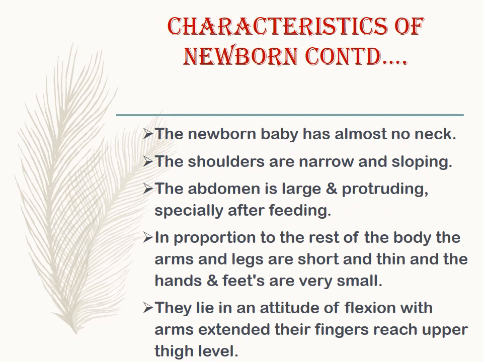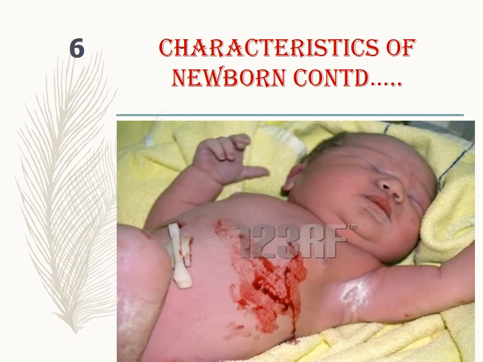The newborn baby has almost no neck. The shoulders are narrow and sloping. The abdomen is large and protruding, especially after feeding. In proportion to the rest of the body, the arms and the legs are short and thin, and the hands and the feet are very small. They lie in an attitude of flexion with the arms extended. Their fingers reach the upper thigh.